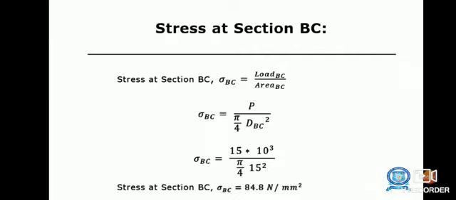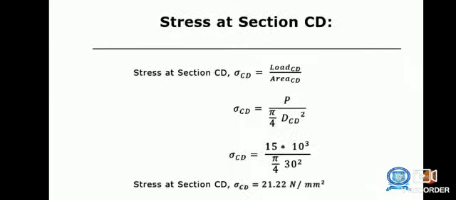So we have found the second portion stress. Next we find the third portion, CD. The formula: stress on section CD is equal to load on CD divided by area on CD, so P by pi by 4 d CD square. We apply the diameter of section CD. Sigma CD is equal to 15 into 10 power 3 divided by pi by 4 30 square. So stress on CD is equal to 21.22 Newton per millimeter square. So we have found the three portion stresses: sigma on AB, sigma on BC and sigma on CD.